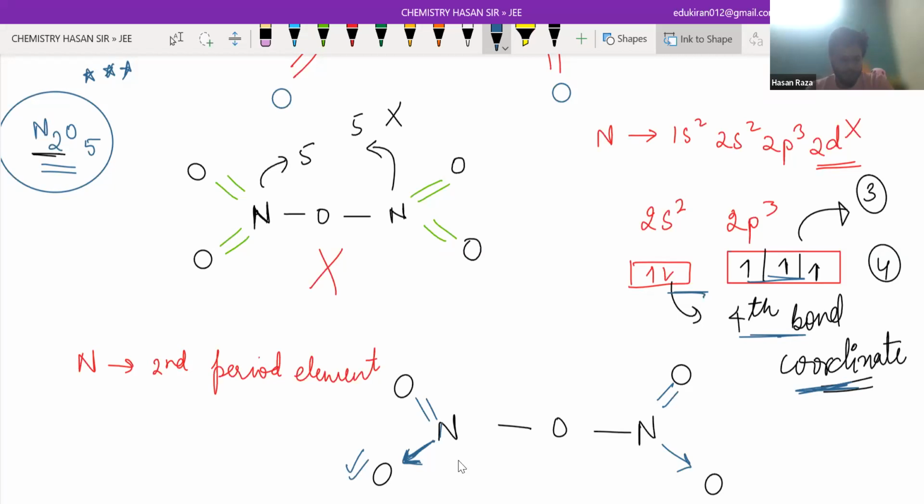In your board, the maximum marks or weightage in chemistry, the P block carries the maximum weightage of the chemistry. Everyone done with this? Yes, sir. Okay.